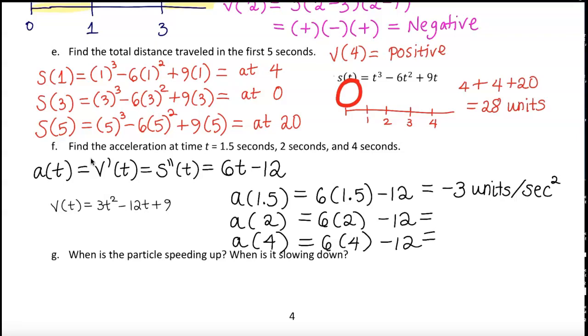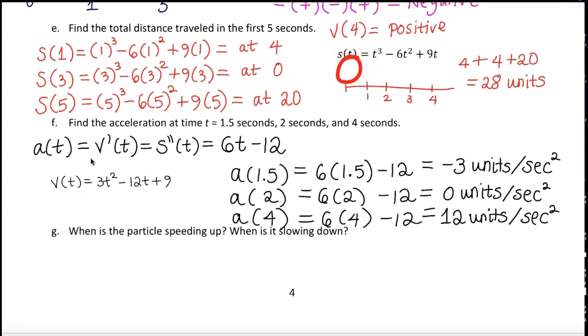So next one, let me plug in the number. This is why I just make this one an extra example. 0 units per second squared. So acceleration is not positive nor negative. It's just maintaining that same velocity. That's what's happening right here. All right, 6 times 4 minus 12. That got me 12 units per second squared. So finally, it's accelerating. It's getting faster.